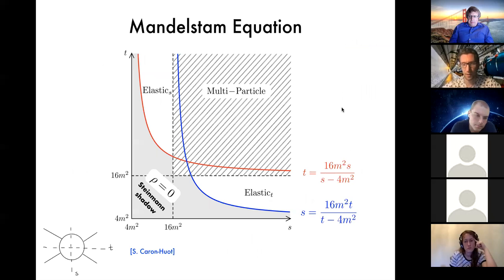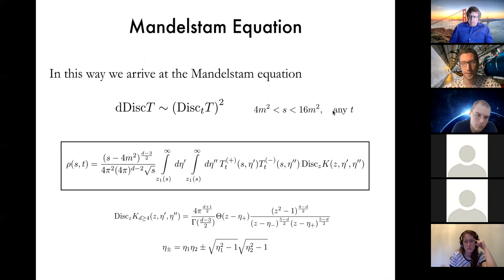So you see there is this any T here. And the structure is that the double discontinuity of the amplitude is equal to the square of a discontinuity of the amplitude in the dual channel. So we look at S between 4 and 16, but we look at the square of the discontinuity in the T channel. And the precise formula is this. There are some symbols which you might be confused about, but hopefully slowly we will clarify some things. And the kernel is explicitly known, and this is what it is.